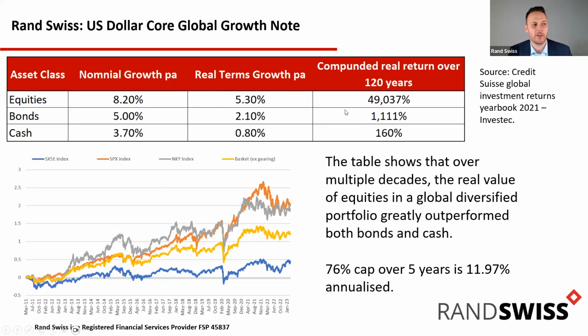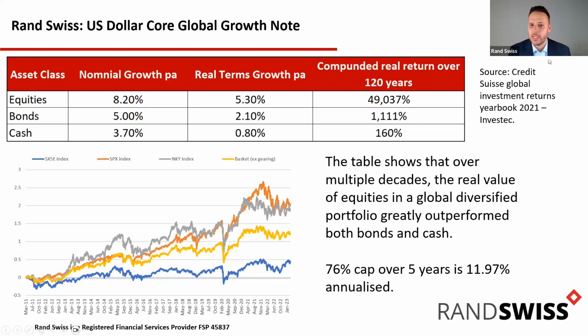Now, if you look at that compound return over 120 years, you can see that over a longer period of time, you have to be in equity markets. To sit in cash or to sit in bonds, you're going to underperform. But we are obviously cognizant that there are people that cannot afford to take that level of risk. So this is where this product comes in. It tries to link you to the equity markets, but still give you a lower risk profile.